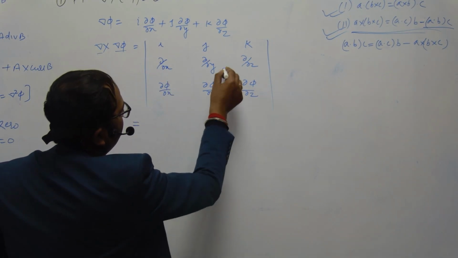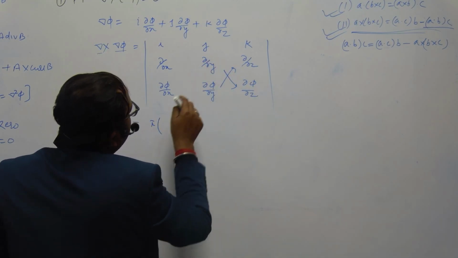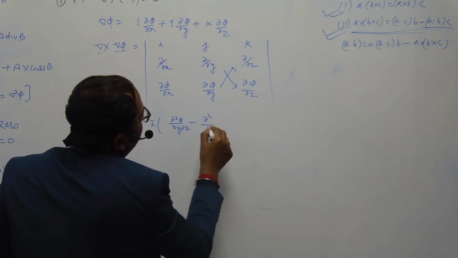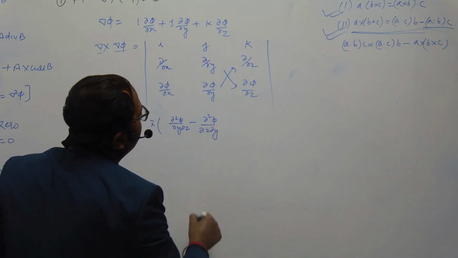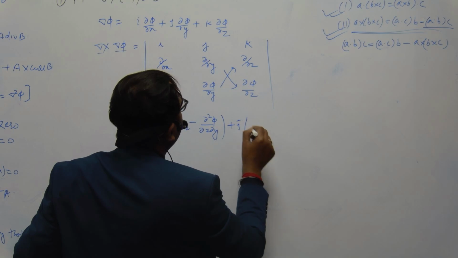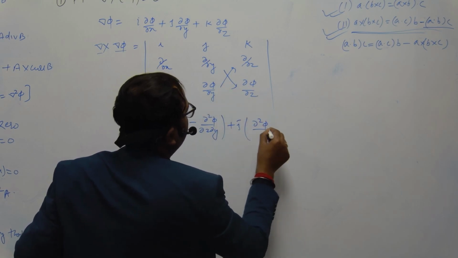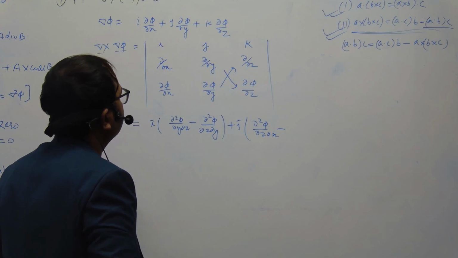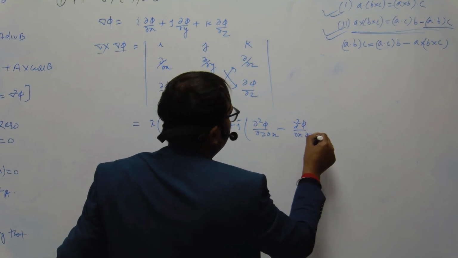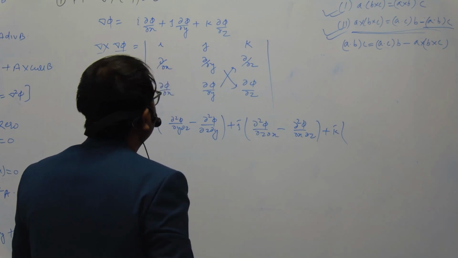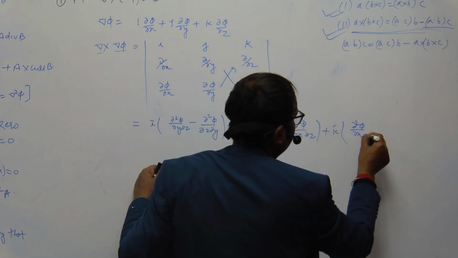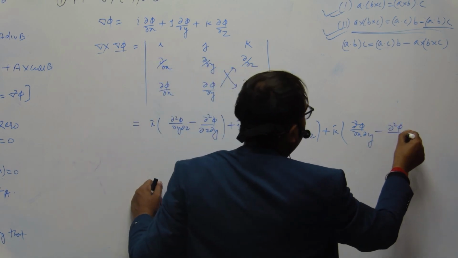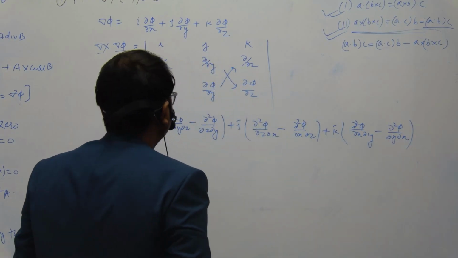Let us expand this. Let us take the cross product. So we have i cap times del 2 phi upon del y del z minus del 2 phi upon del z del y, plus j cap times del 2 phi upon del z del x minus del 2 phi upon del x del z, plus k cap times del 2 phi upon del x del y minus del 2 phi upon del y del x. Okay, so these two terms are basically same.